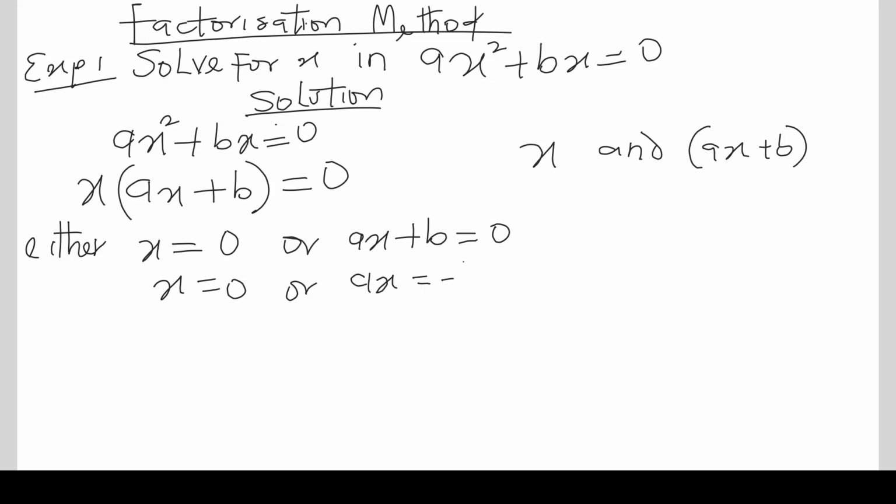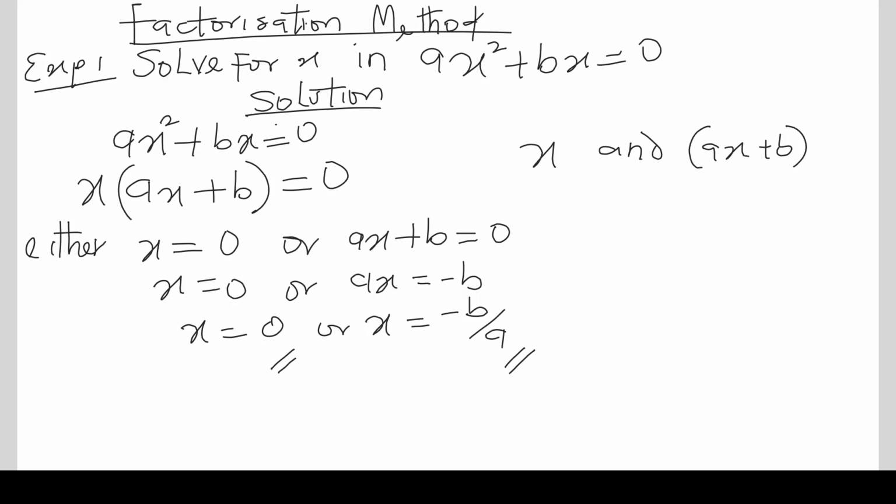Then we begin to solve this. ax equal to minus b when b comes to the other side. So that means x is equal to 0, or x equal to minus b over a, when we divide both sides by a. So x equal to 0, or x equal to minus b over a. These are the solutions to the quadratic equation that we have been asked to solve.